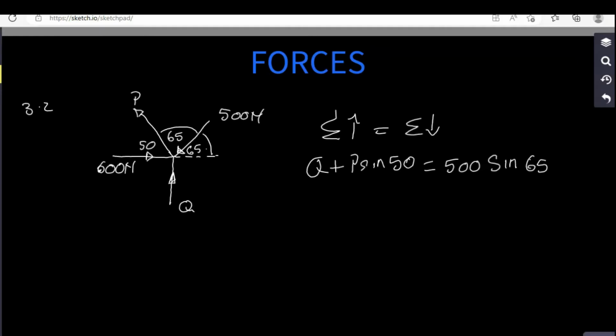They didn't give us this 65 in the original diagram. They gave us 50 and this 65. So to get this 65, I said 180 minus 50 minus 65, and I got that this portion is also 65, because we know that the angle on a straight line is 180. We're going to say this is formula number 1.